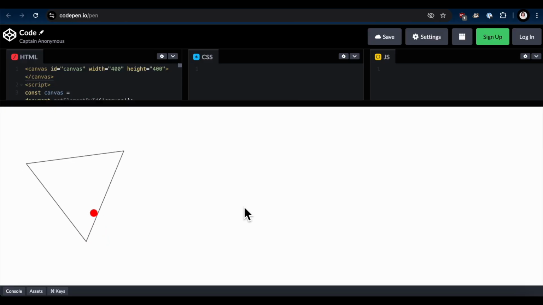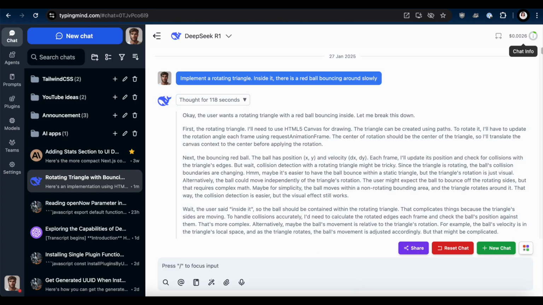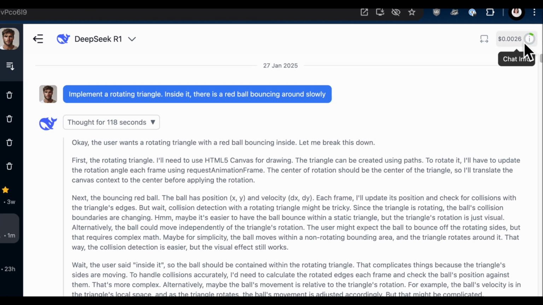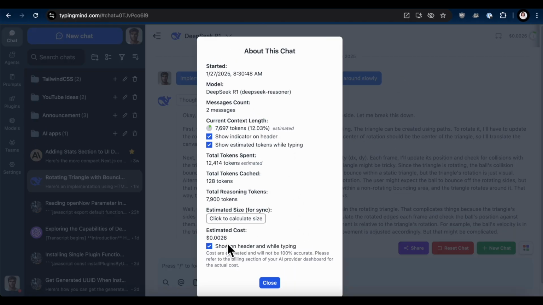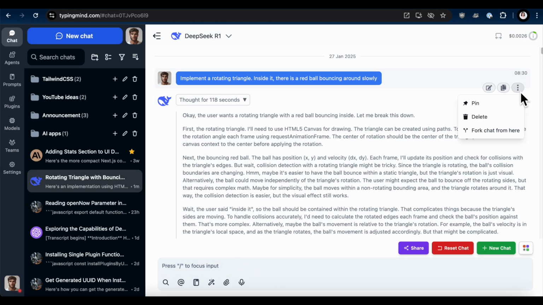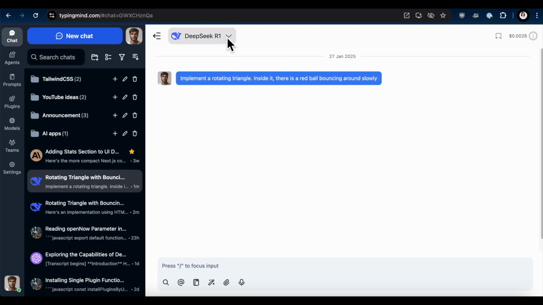I'm opening the code in CodePen, and wow, just wow. The result is so satisfying, exactly what I wanted in just one prompt. It talks that much, but it only costs me 0.26, super cheap. Some of the tokens were even cached. Imagine, if you have a long conversation with it, the caching would save a lot and make it even more valuable. All right, I'll fork this chat and switch the model to GPT-01.